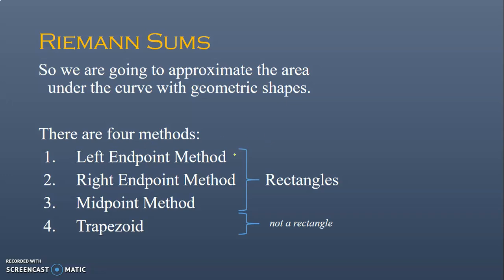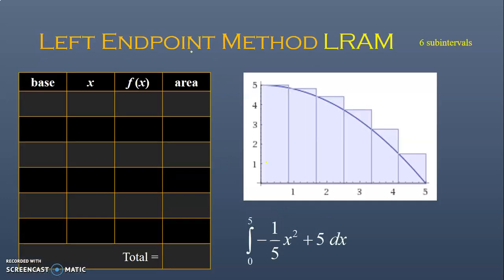You'll see left endpoint method as LRAM. You'll see right endpoint method as RRAM. This would be the left Riemann approximation method or the right Riemann approximation method, or the midpoint Riemann approximation method. You don't see it as MRAM as much. LRAM and RRAM will show up. So let's start with a left Riemann sum.